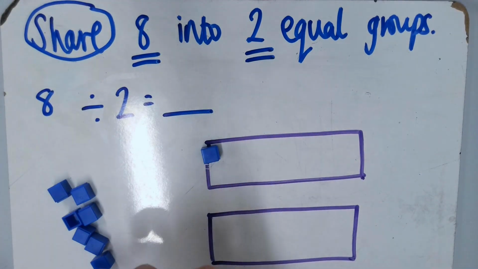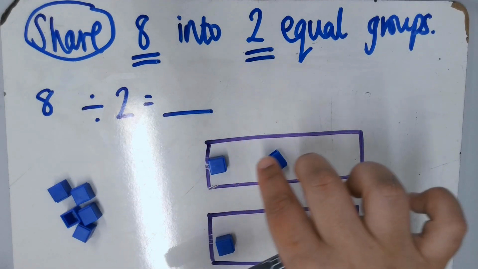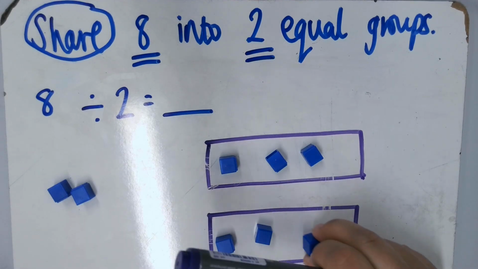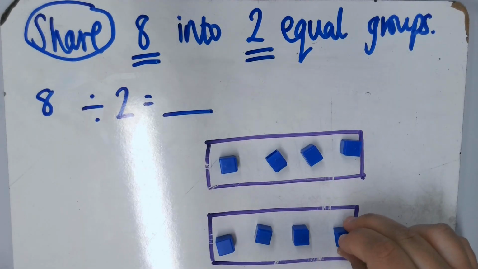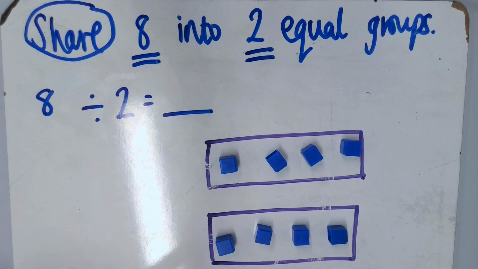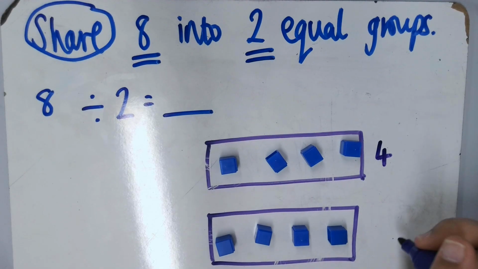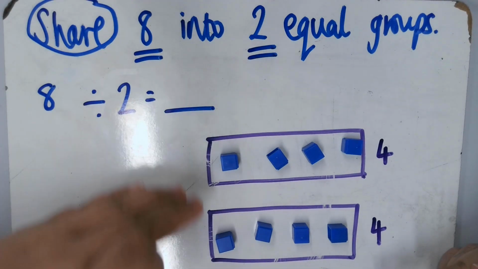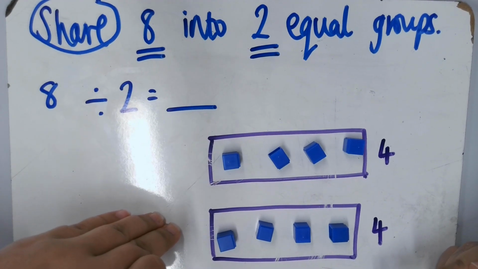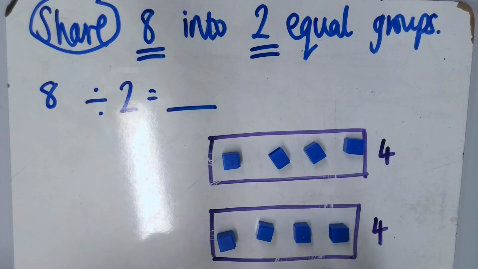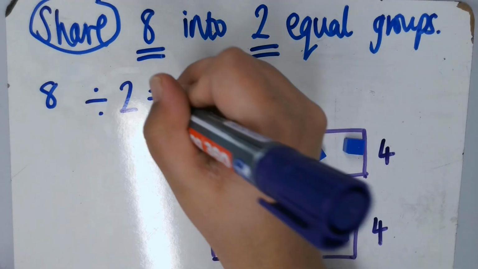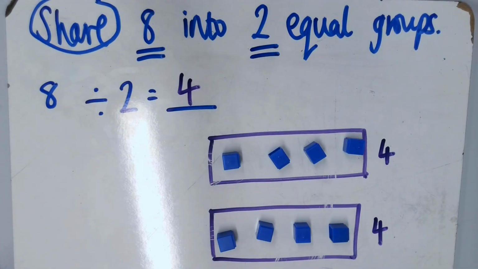So 1 in my first group, 1 in my second group, 2 in my first group, 2 in my second group, 3, 3, 4, and 4. Great. Let me just quickly make sure I've got the same number in each group. 1, 2, 3, 4 in my first group. 1, 2, 3, 4 in my second group. Perfect. I formed my array and I've shared out 8 equally because there is the same number in each group. Therefore, 8, my whole, shared into 2 equal groups, gives me 4 in each group.